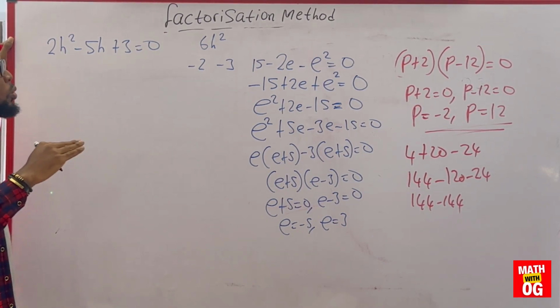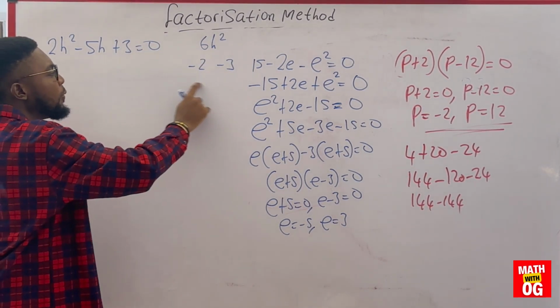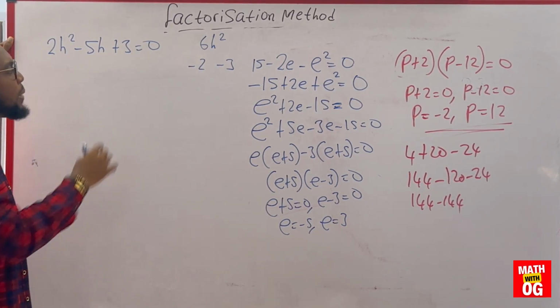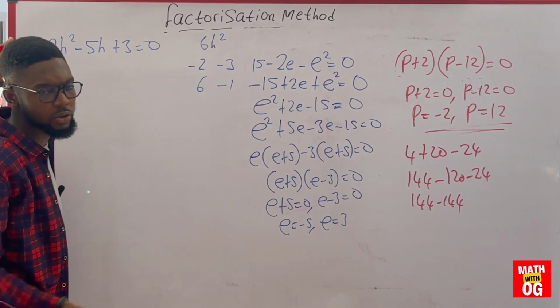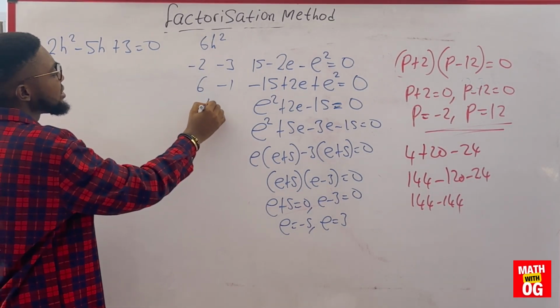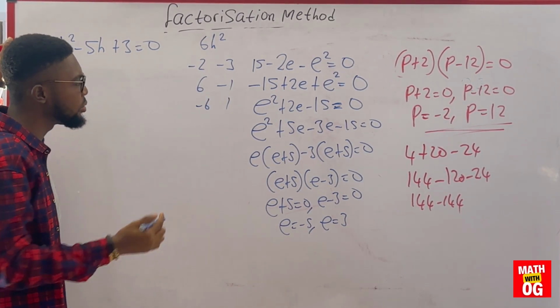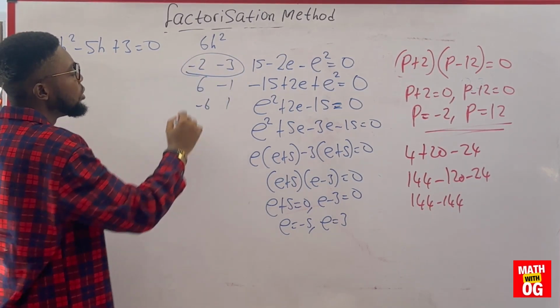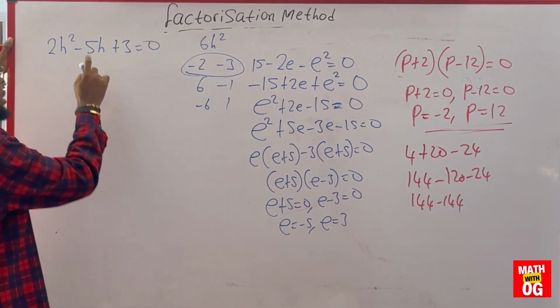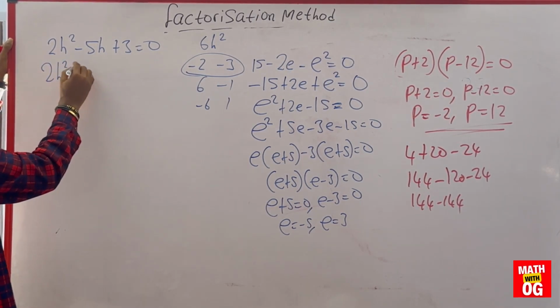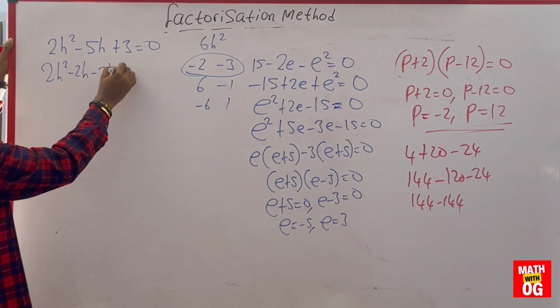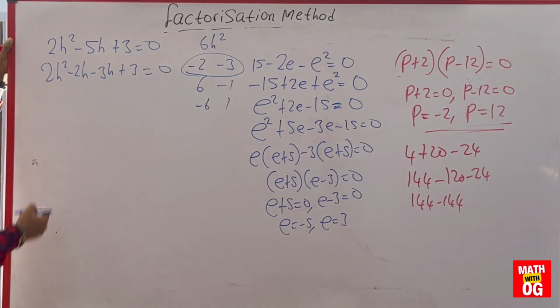Now, on no occasion can you have two possible values that can be here. That means if -2 and -3 is the solution here, it means 6 and -1 can never be the solution. It means -6 and 1 can never be the solution, like the case may be. So you can only have one possible set of numbers that can stay here. So in this case, -2 and -3. So this is 2h squared minus 2h minus 3h plus 3 is equal to 0.